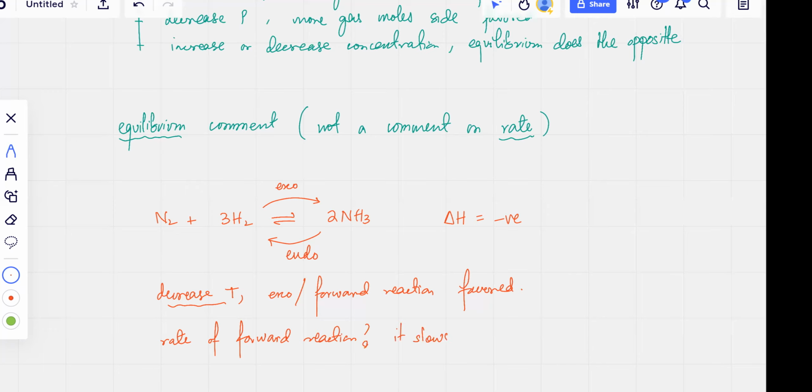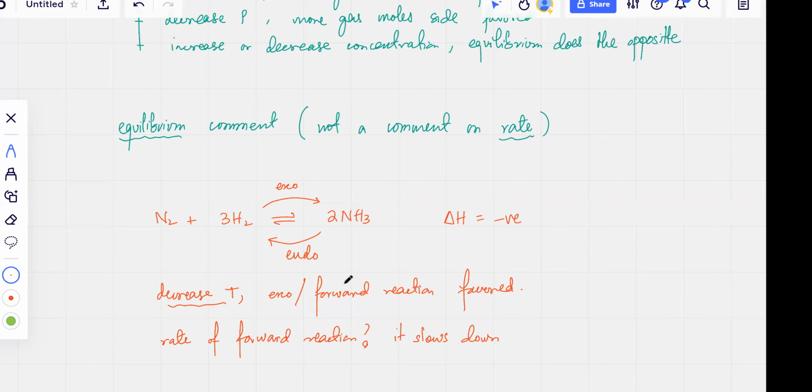So that's a comment on rate now, and that means both reactions would slow down. If they're asking about the speed of the reaction, whenever you decrease temperature, the rate of forward reaction would slow down, and the rate of the backward reaction would also slow down. All reactions in the world are going to slow down if you decrease temperature.